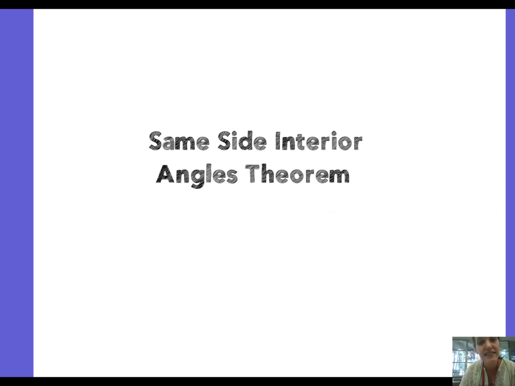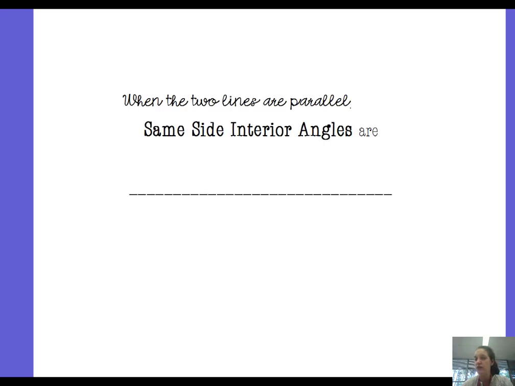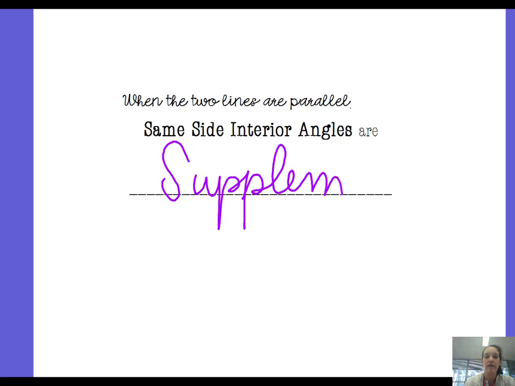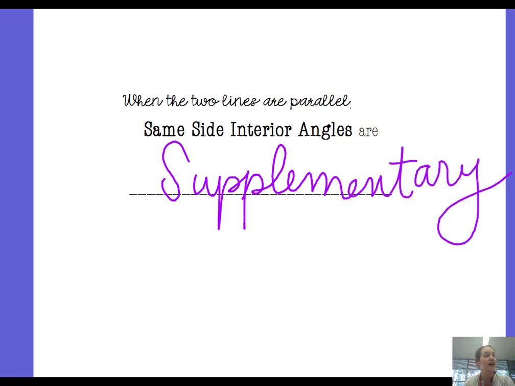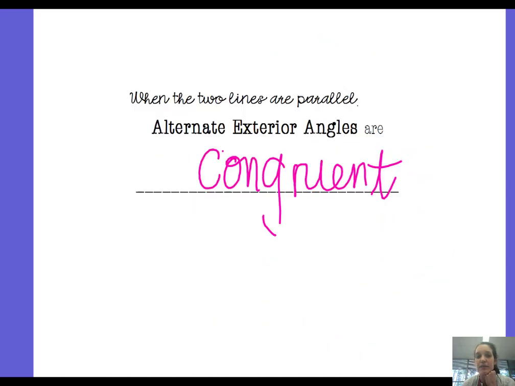The last one is the same side interior angles theorem. Same side interior angles theorem says when the two lines are parallel, the same side interior angles are going to be supplementary. Not congruent, same side supplementary. They all start with an S. Same side supplementary. Same side supplementary. And let's explore why that's true.